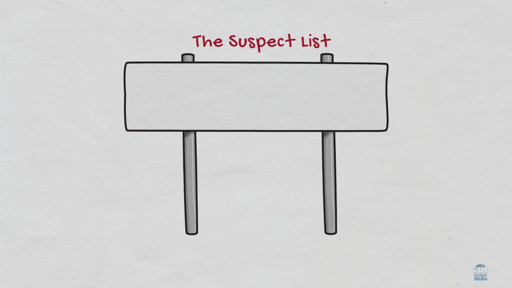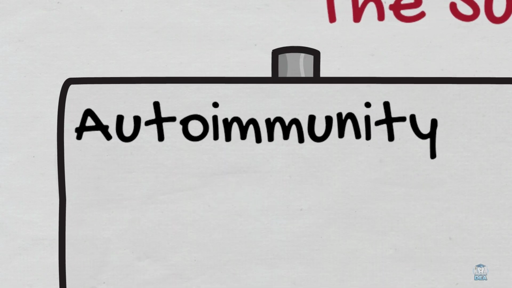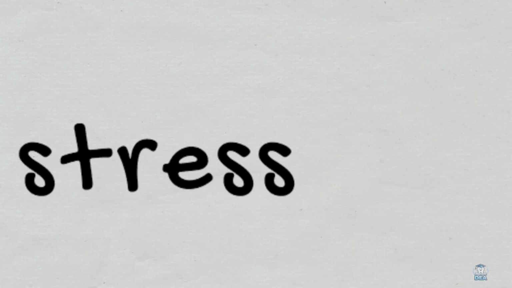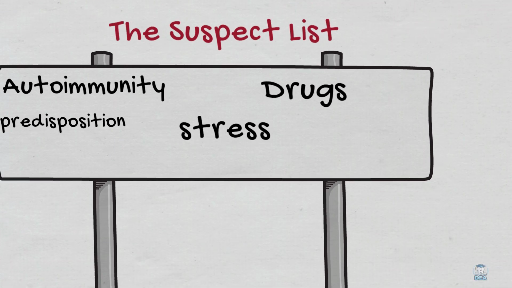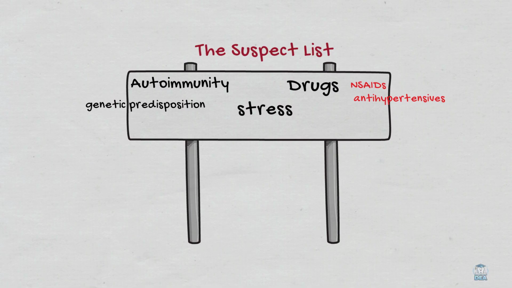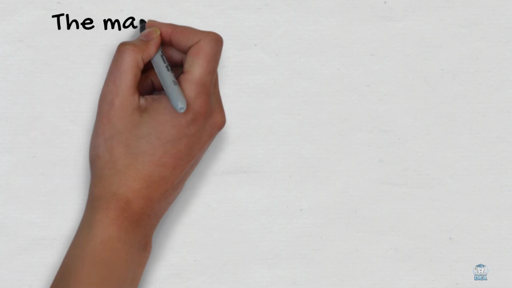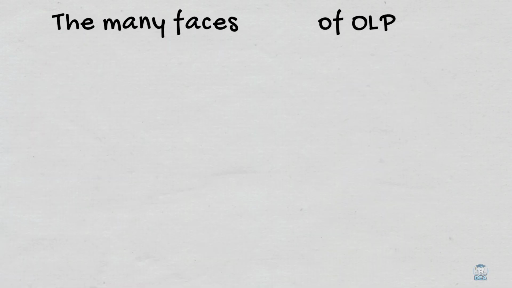There are several suspects: autoimmune dysfunction, genetic predisposition, emotional stress, certain medications like NSAIDs and antihypertensives, dental materials such as amalgam, and even infection with hepatitis C. Now, oral lichen planus isn't a one-look disease.